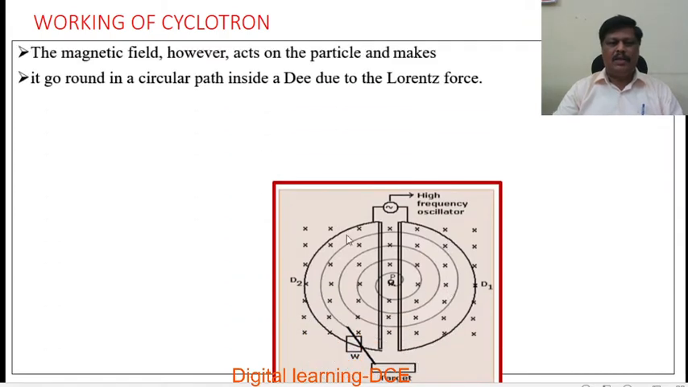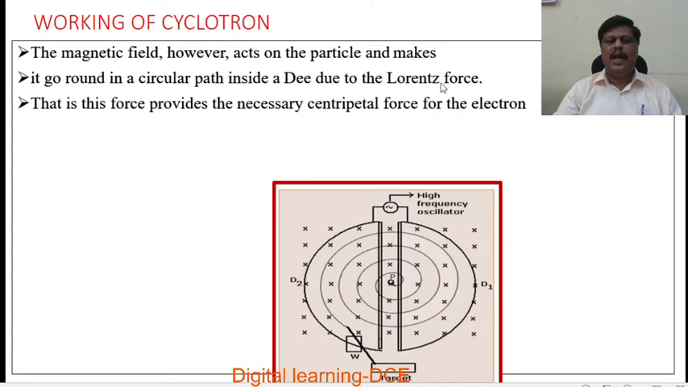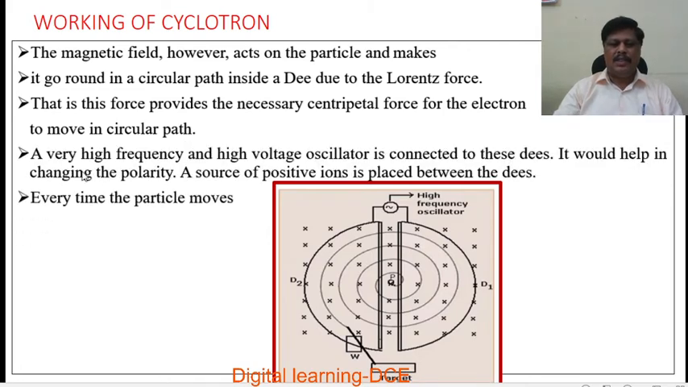Working of cyclotron. The magnetic field acts on the particle and makes it go round in a circular path inside a tube due to Lorentz force acting on it. That is, this force provides the necessary centripetal force for the particle to move in a circular path. A very high frequency and high voltage oscillator is connected to these Ds, and we are applying very high voltage.